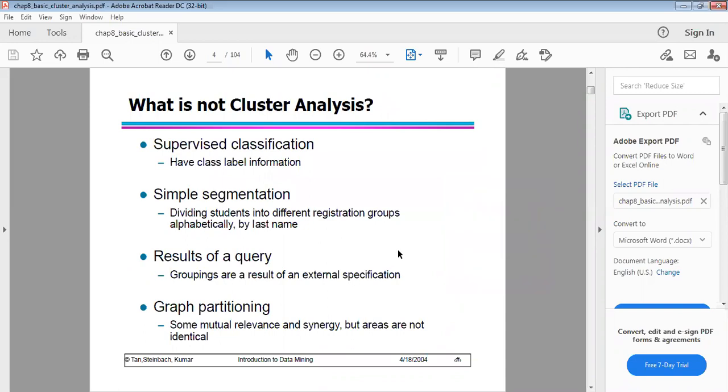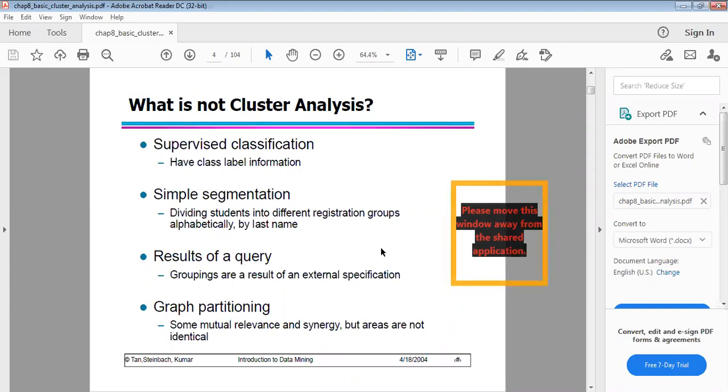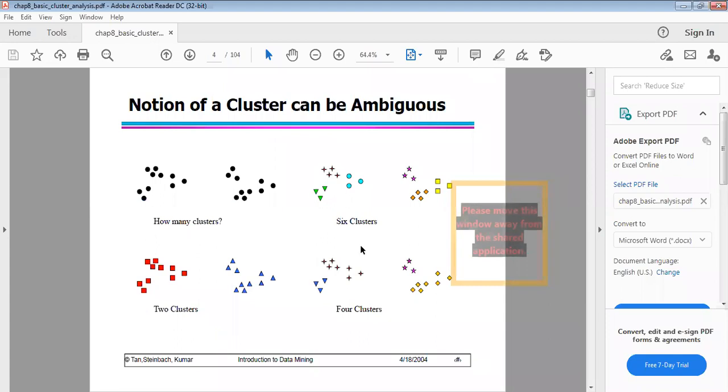What is not cluster analysis? Supervised classification, simple segmentation, results of a query, graph partitioning. These are not cluster analysis. With label information, dividing the students into different registration groups alphabetically by last name. Grouping of results of external expression has some mutual relevance and synergy, but the areas are not identical. So this information does not come under cluster analysis. See here, this is the cluster with the notation of the cluster.